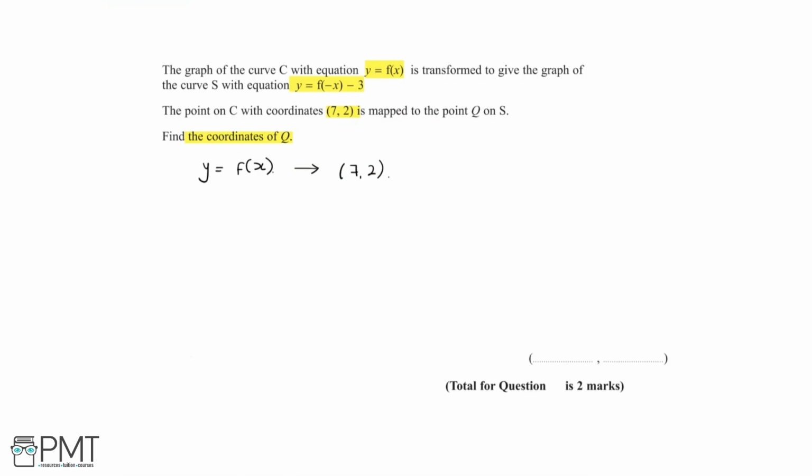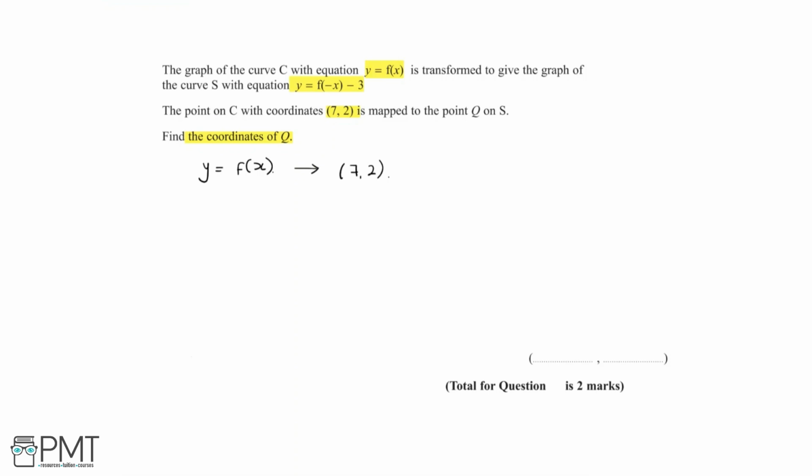Now what we know is that on the graph with equation y equals f of x, there's a coordinate 7, 2 that lies on this curve. Now y equals f of minus x minus 3 is a composite transformation, and so we can start with y equals f of minus x, and then we can minus 3. Now with y equals f of minus x, we have minus 1 inside the brackets. And now if there's a number inside of the brackets, this means that we're looking at the x coordinates.